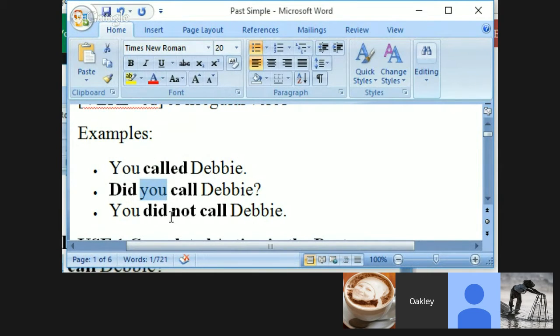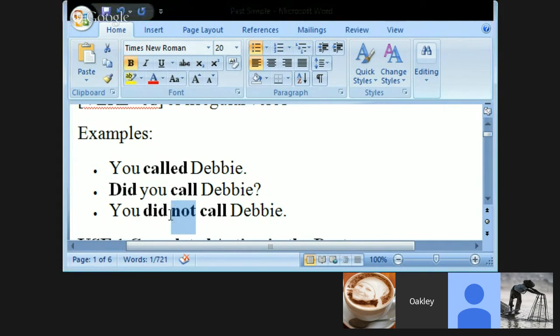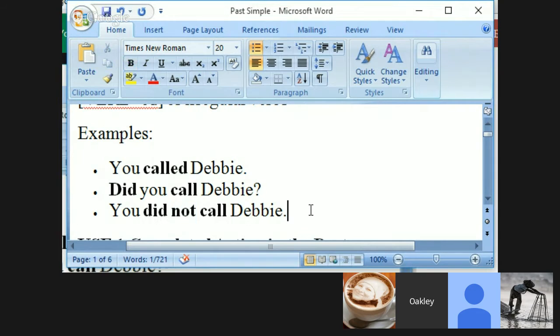And finally, in the negative, did not call. Not will follow the first auxiliary. It is normal for English speakers to use the contracted form, which, of course, is didn't. Most native speakers would say you didn't call Debbie. And that's it. Once again, did and call, not did and called Debbie.